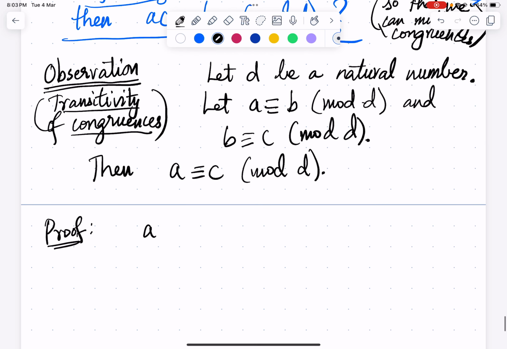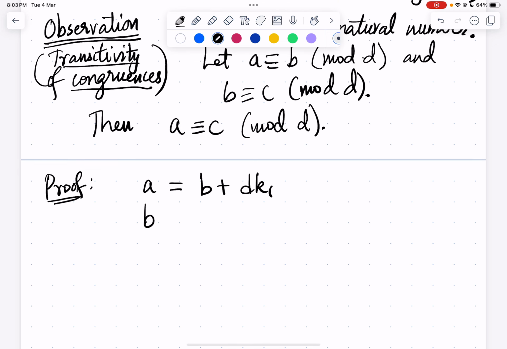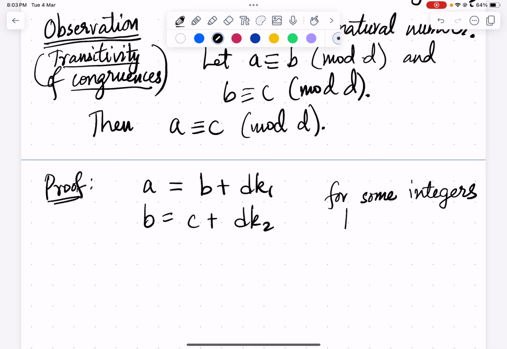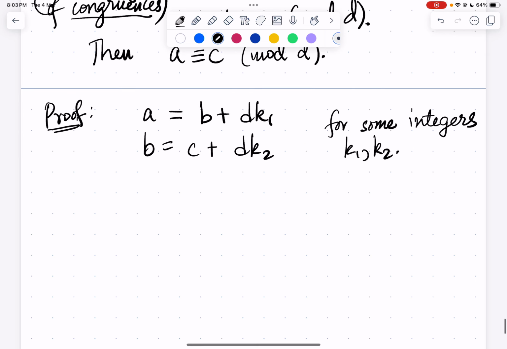From the definition, A is congruent to B mod D. So A is B plus dk1 and B is C plus dk2 for some integers k1 and k2 by definition of congruences. Hence A is equal to C plus dk2 plus dk1.